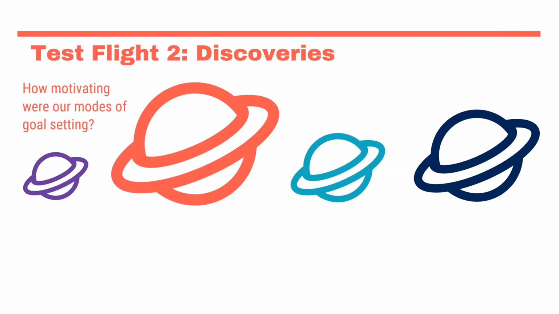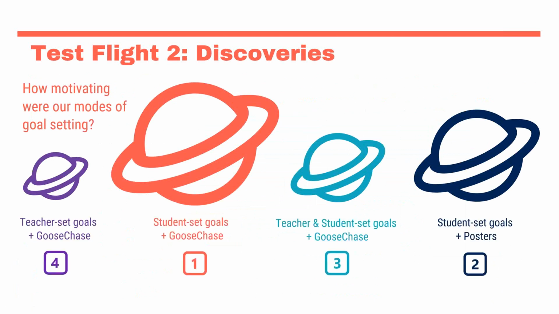Yep, so the top answer was student and teacher set goals, followed closely by teacher set goals. Interesting. So these little planets that we've got there are actually proportionate to the amount of motivation that the different modes of goal setting had. If you've got a good memory, you'll remember what the different colors were. Obviously the red planet there was the most motivating mode of goal setting. And if you said that it was student set goals and the Goose Chase app, you would have been correct.